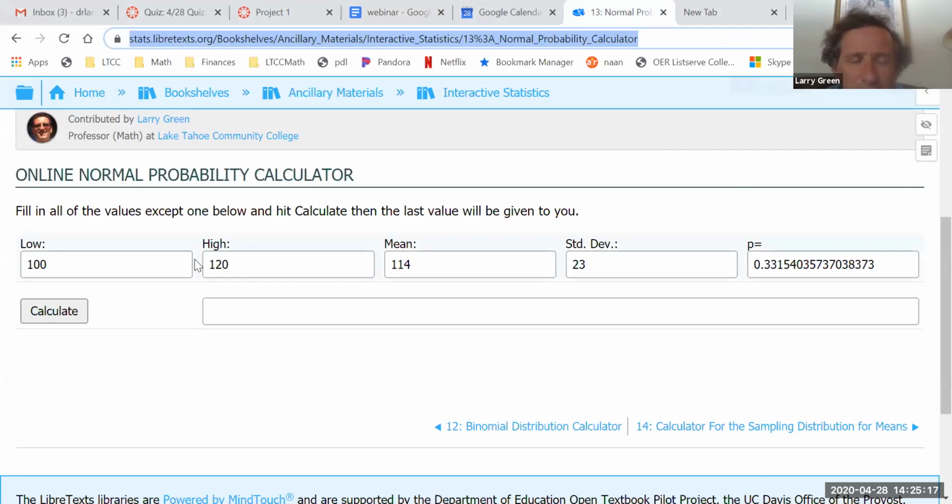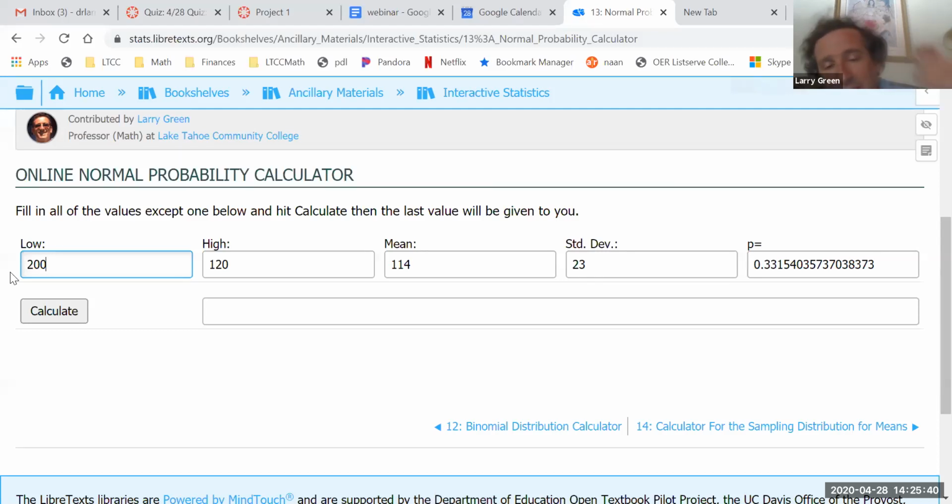All right, if you're greater than 200, what's the lowest you could be? Basically, yeah, 200. I want to let you know the normal distribution is a continuous distribution. So whether it says greater than or greater than or equal to makes no difference, because the probability of being equal to something is always 0.